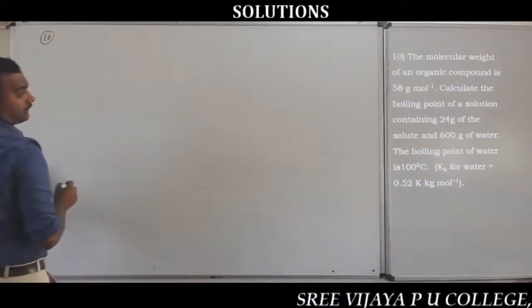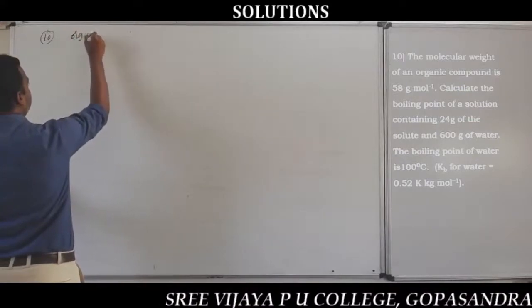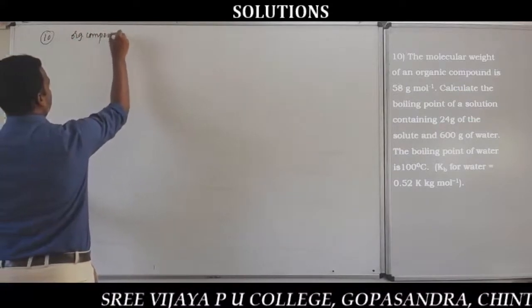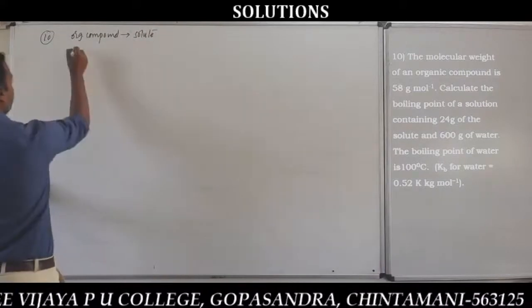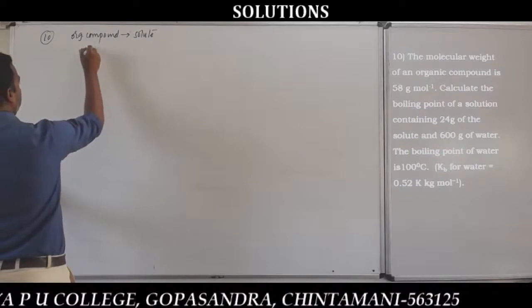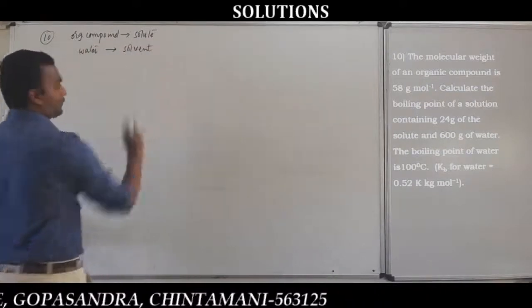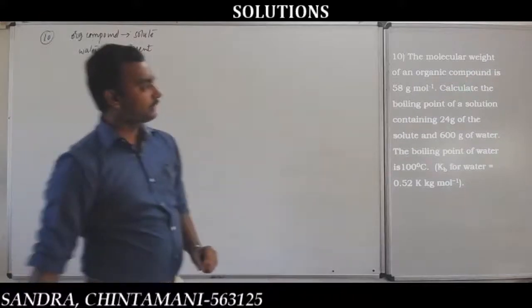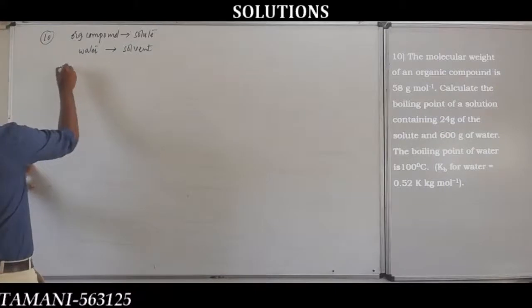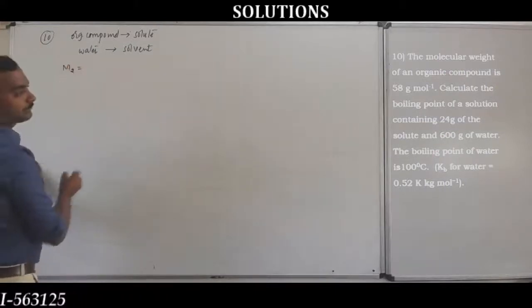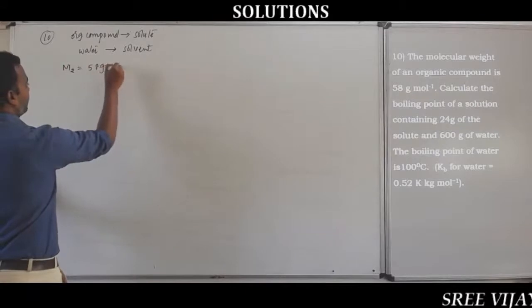The molecular weight of the organic compound is 58 gram. The organic compound acts as the solute. What's the solvent here? The solvent is water. Water acts as the solvent and the solute is the organic compound. So the molar mass of the solute is M2, and M2 is 58 gram per mole.